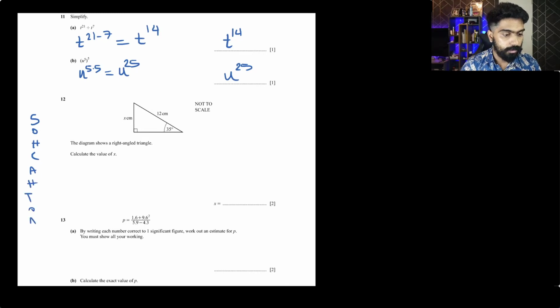SOHCAHTOA. So which one has opposite and hypotenuse? It is right here, right, guys? Opposite over hypotenuse. So let's write it down.